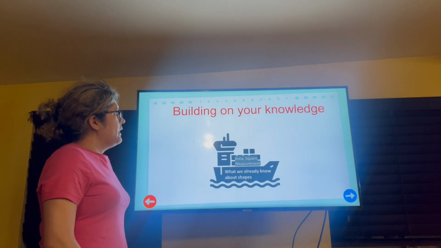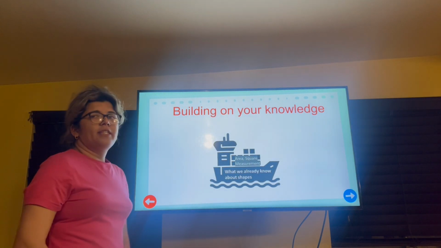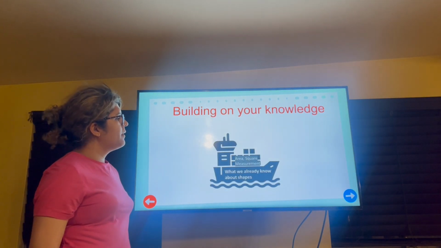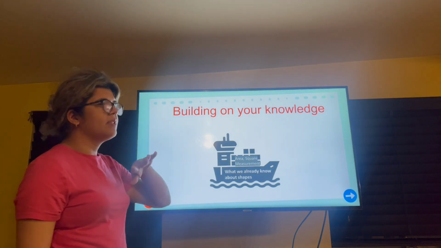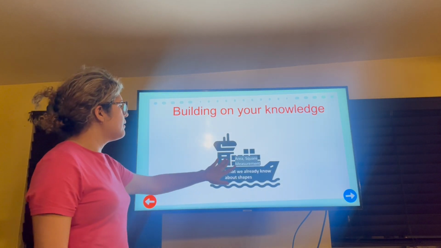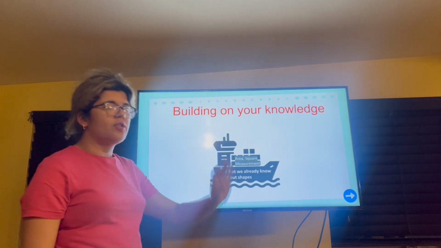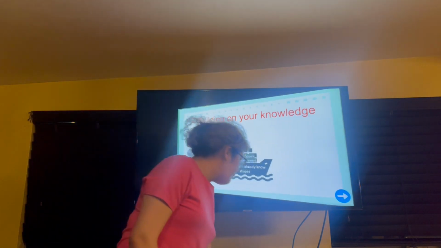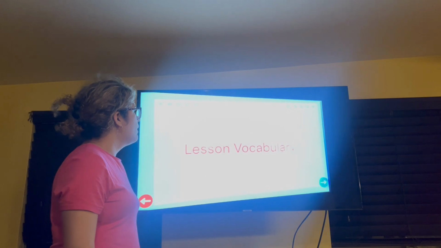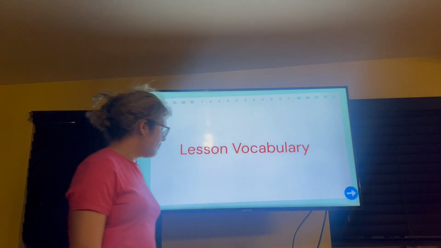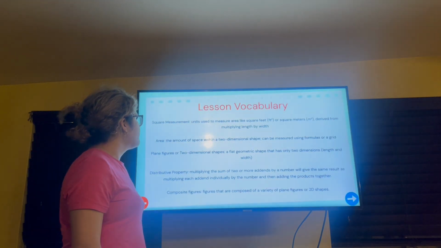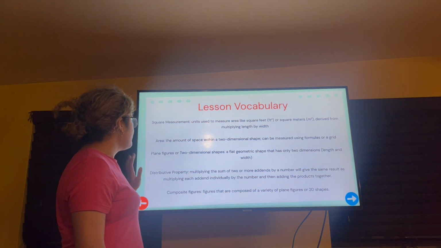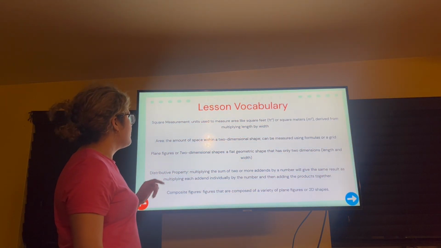Now I want you guys to think of today's lesson like building on your knowledge. So the boat is what we already know about shapes, and the shipping containers we're just adding to it are concepts like area and square measurement, or area measurement. Now some vocab includes the following. So we have square measurement, area, plane figures, distributive property, and composite figures.